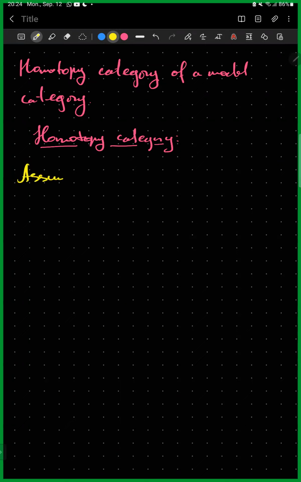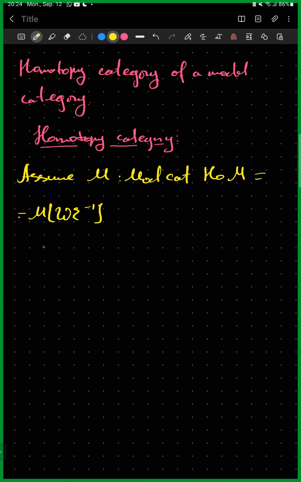Assume that M is a model category. So this denotes just the category of small model categories. Then by HOM, we denote the localization in the class of weak equivalences. So this actually makes sense for any pair of a category and subcategory. And on objects, we have the same objects as in the model category. And on morphisms, we have a description.